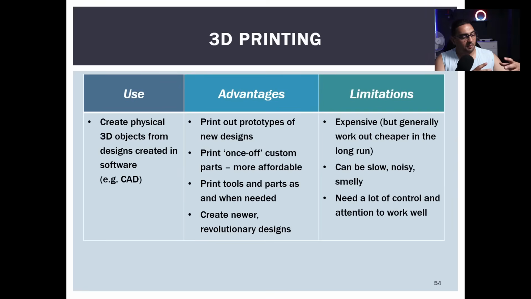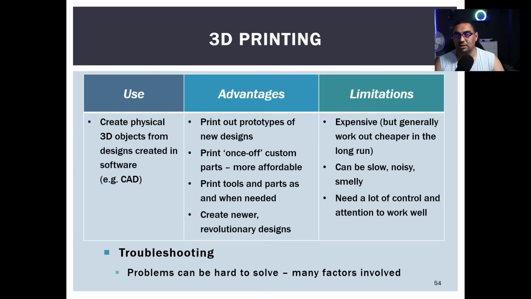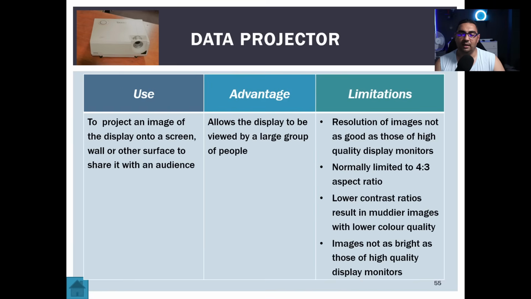Then we've got 3D printing. Now we know that this is a printer that creates physical 3D form. So it will print out a physical 3-dimensional object for me. Now, as lovely as that is, just understand they are expensive. It takes long to print. So those are just some of the limitations. And when it comes to troubleshooting, it's not as simple as the things we've mentioned now. It's pretty tricky, and it's hard to solve some of the problems that are there. And there's many factors involved in that. So just bear that in mind.